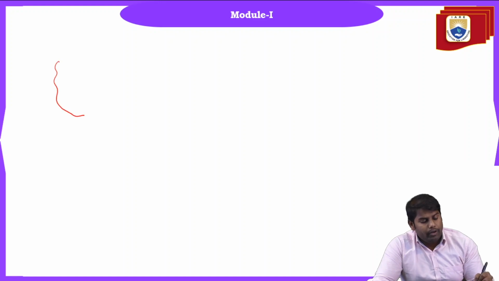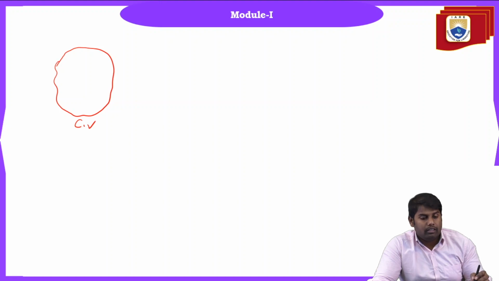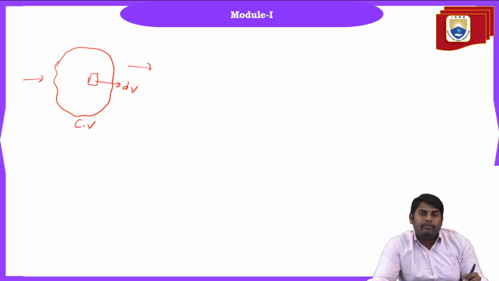Let us take a fluid, and let us take a control volume. Let us take this as CV. You consider a fluid element actually, so the volume is dV. If this is stationary, what happens? The fluid will come inside and it will leave. If you take this as a control volume, it has some mass. Mass m is equal to density into volume.